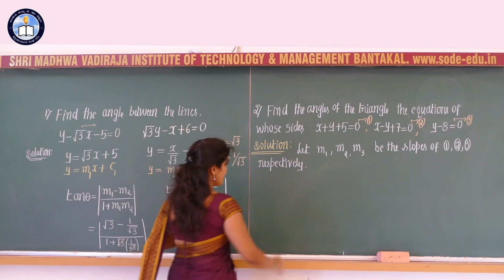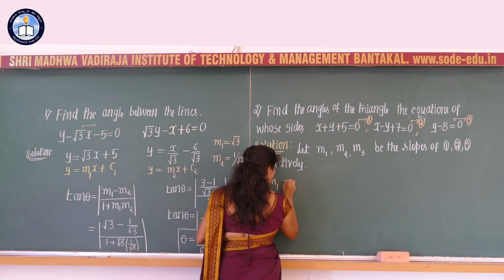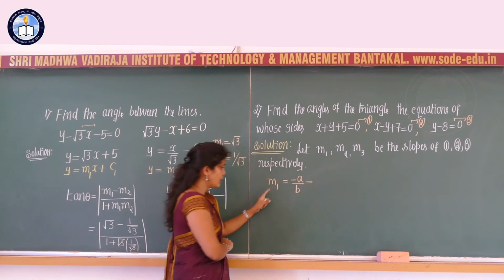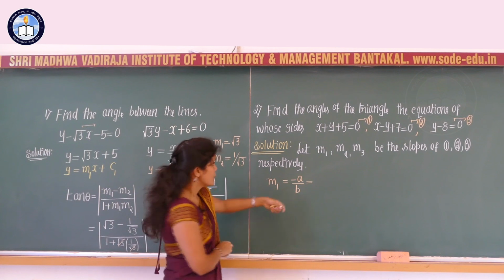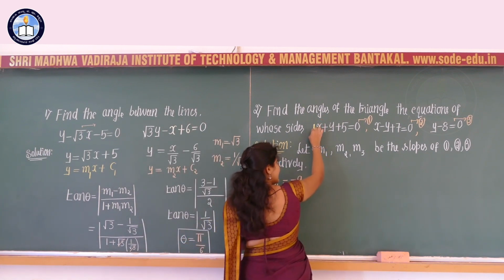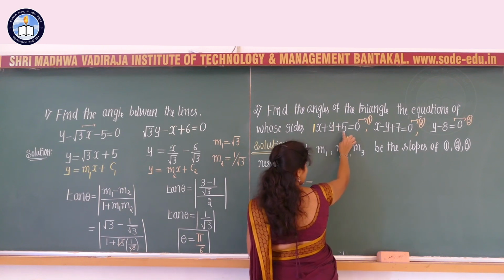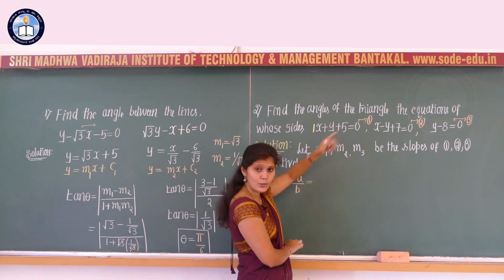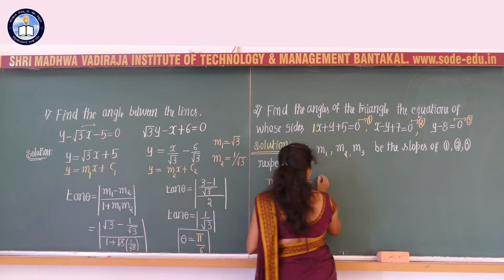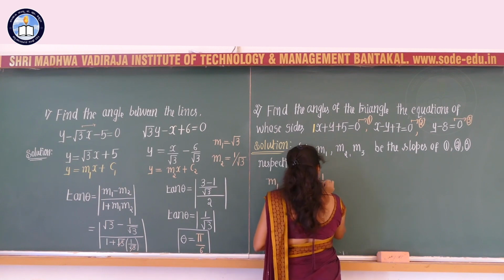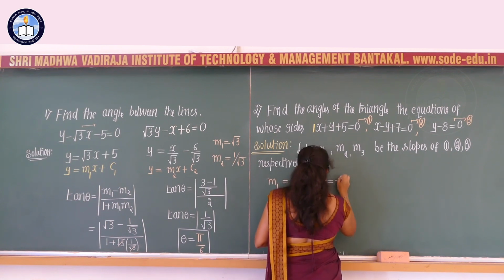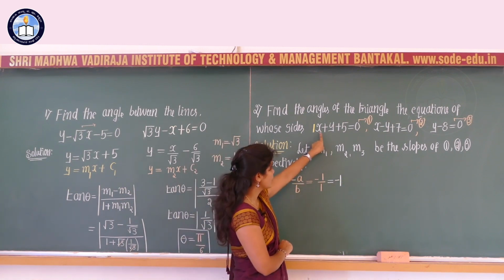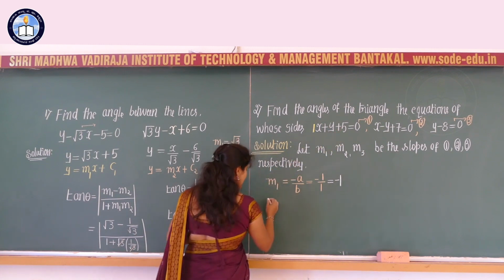So what is m1? Slope is given by the formula minus a by b. For one of the slopes I will write the formula: m1 is given by minus a by b. What is the value of a? 1 into x plus 1 into y plus 5 equal to 0. So the value of a is 1 and the coefficient of y is also 1. So minus a by b means minus of 1 divided by 1, that is minus 1. Clear? So directly you can write m1 is equal to minus 1 if you know the formula. So let's write m2.